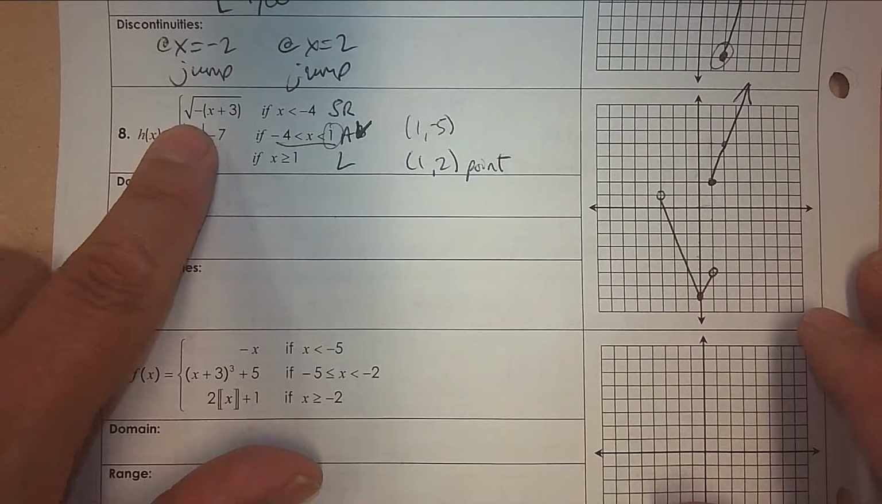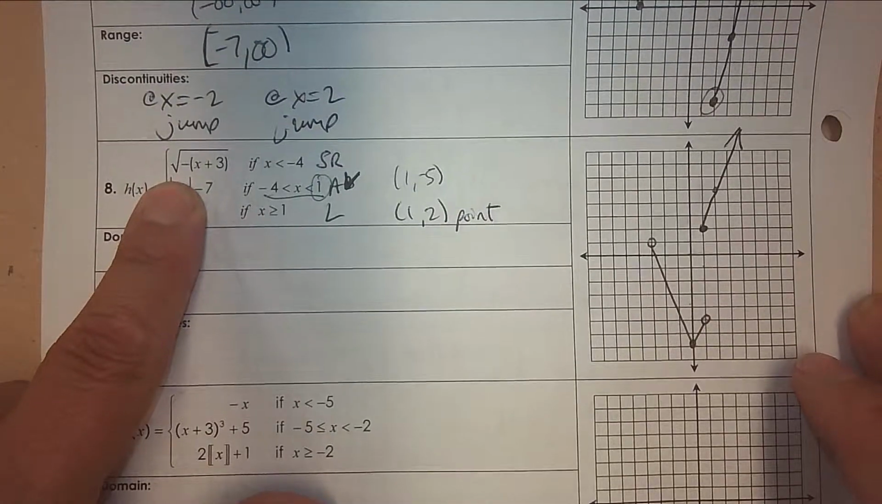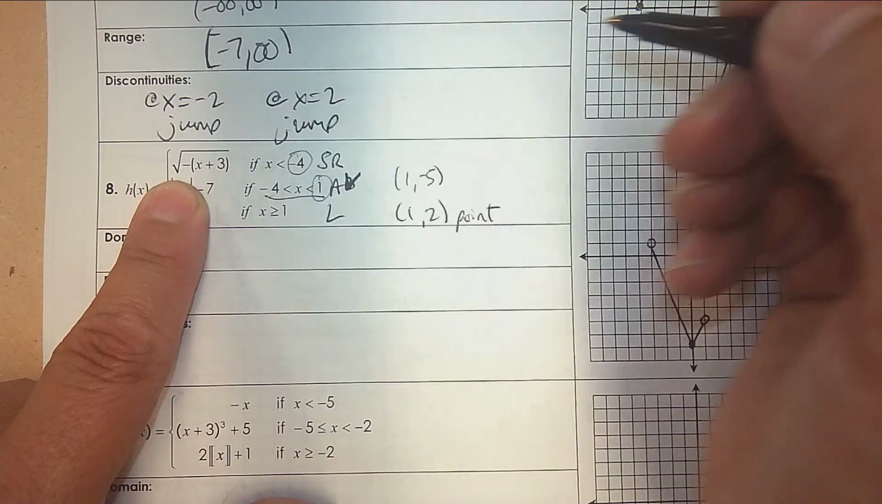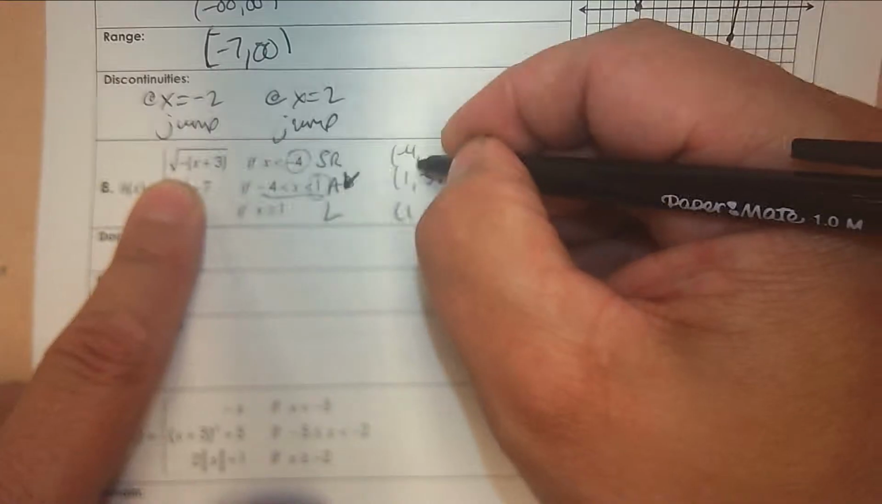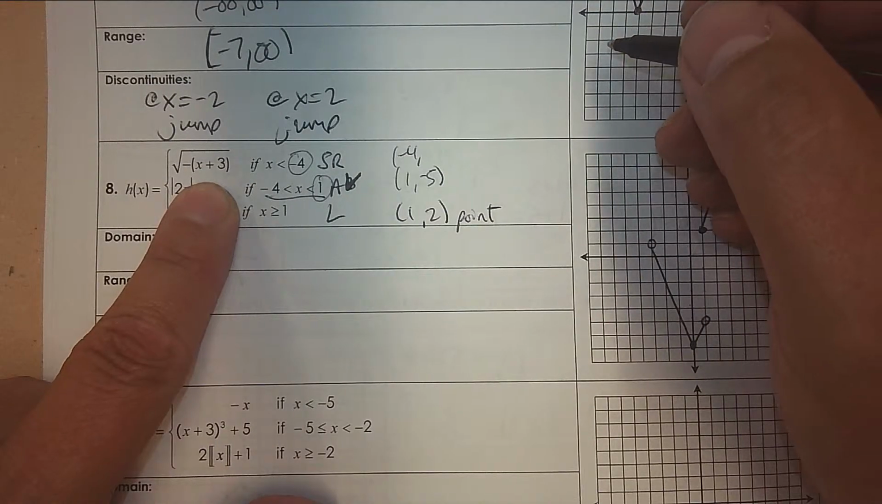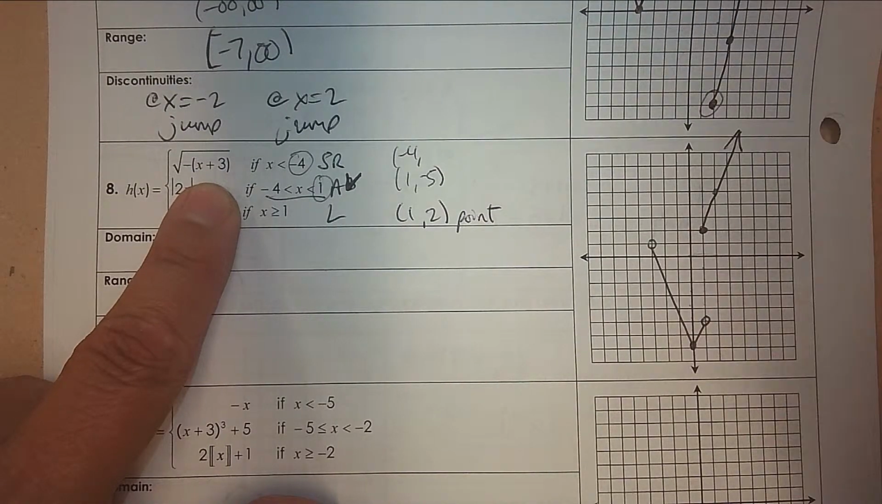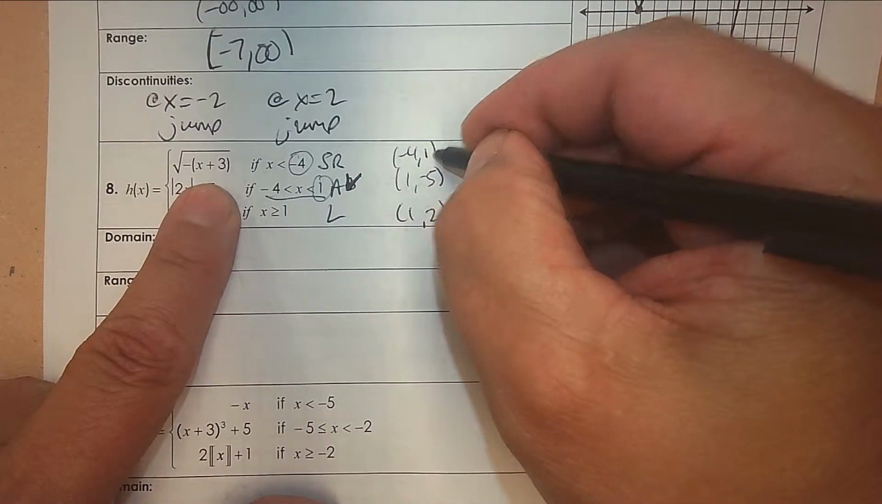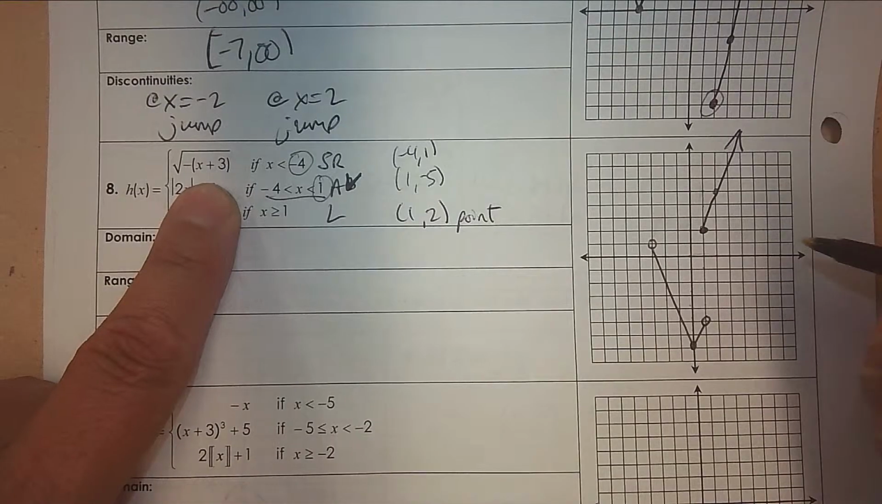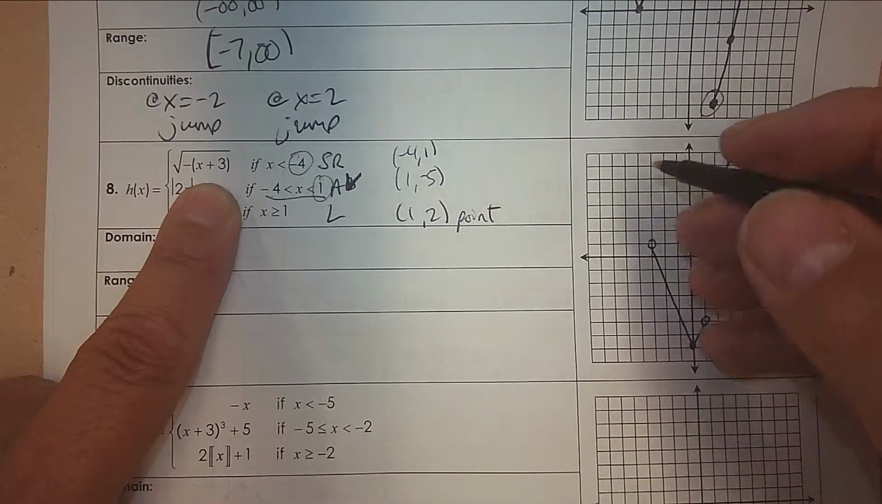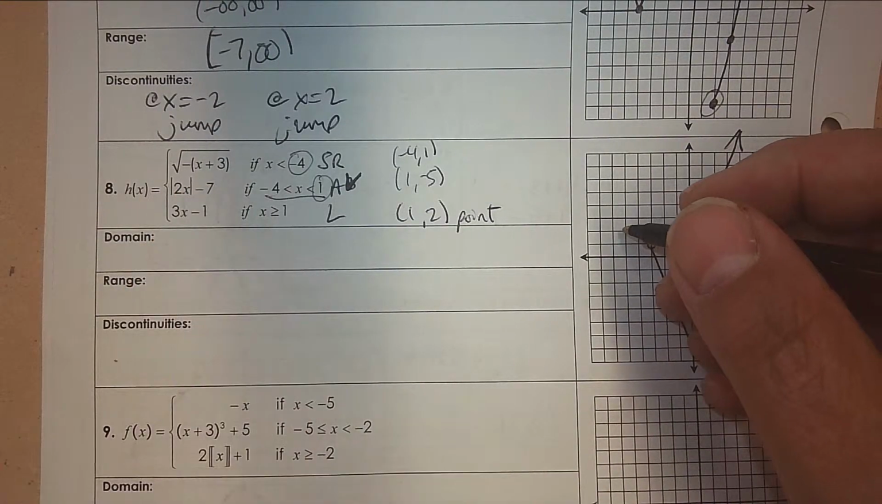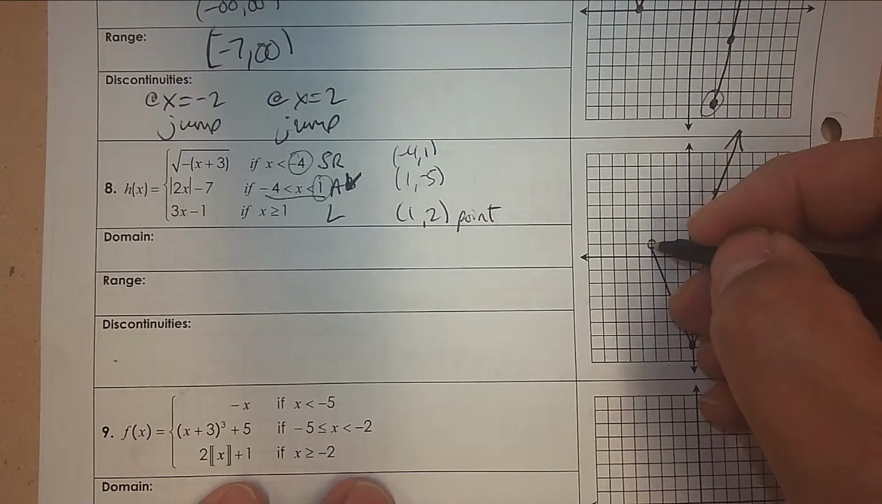Now the last piece is a square root, so I'm going to start with negative 4. So if I plug in negative 4 here, I get negative 4 plus 3, which is negative 1. A negative times a negative is positive 1. So it's (negative 4, positive 1). That's exactly where I just was at (negative 4, positive 1). So it actually fills in the hole.